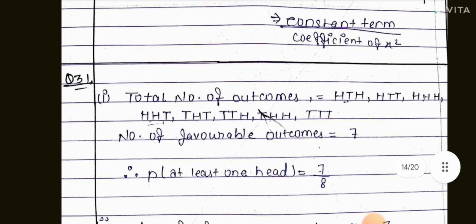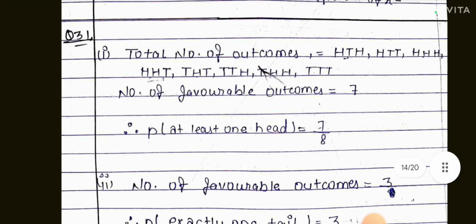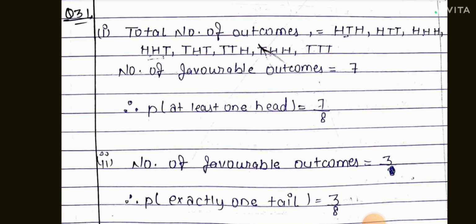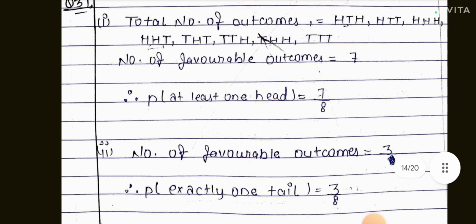In question 31, first it is given that we need the total number of outcomes if 3 coins are tossed simultaneously. 3 coins means 2 to the power 3, so the total outcomes are 8. Now the question says find the probability of at least one head. At least one head means that if all 3 coins show tail, it will not be possible. So that leaves 7 favorable outcomes, which means the probability will be 7 by 8. Next question, find the probability of getting exactly one tail.